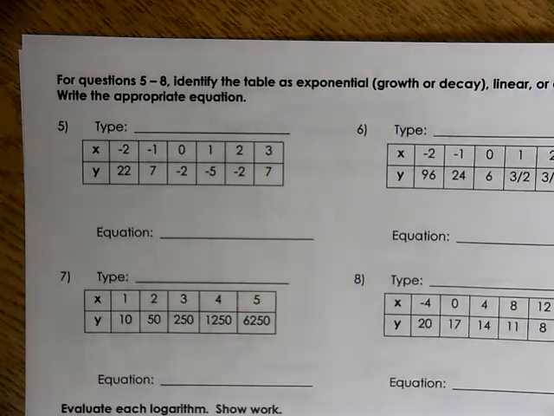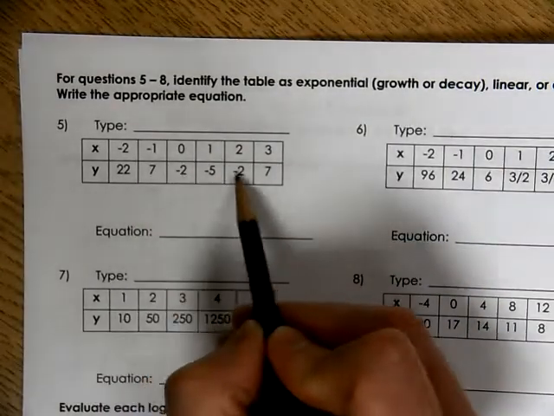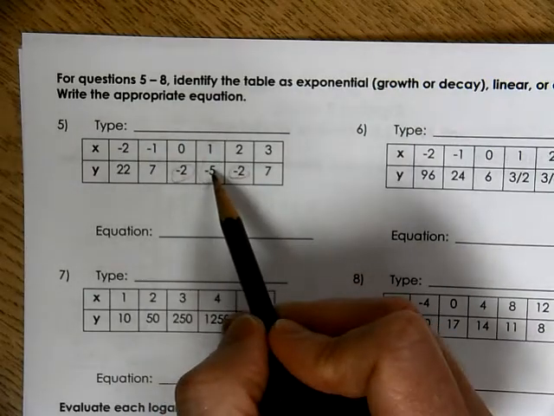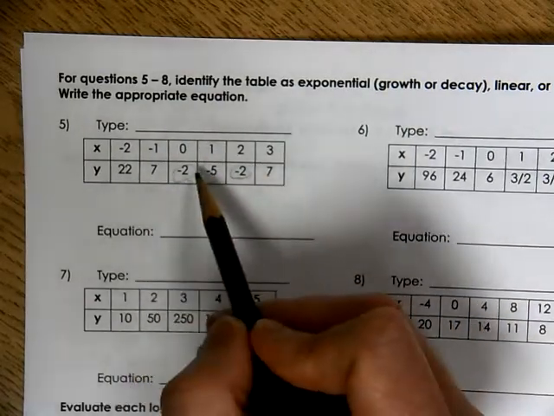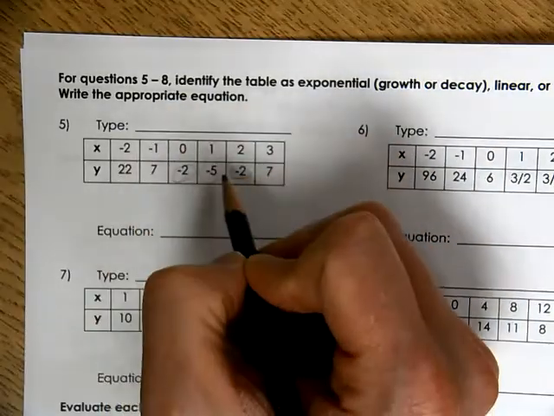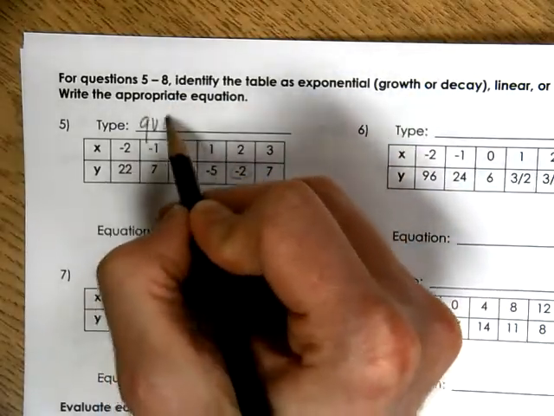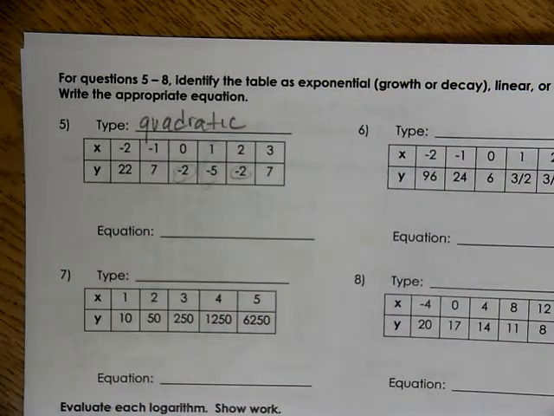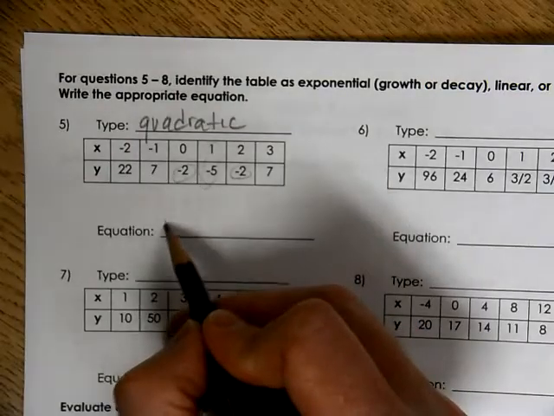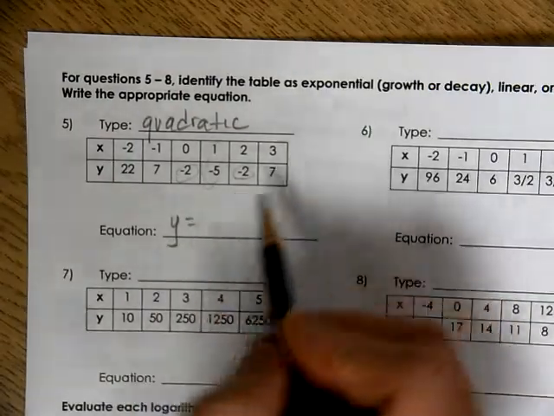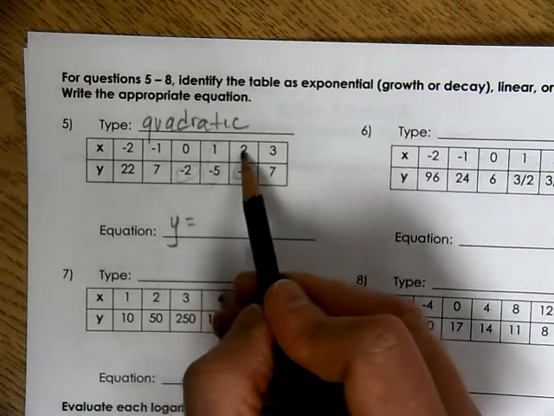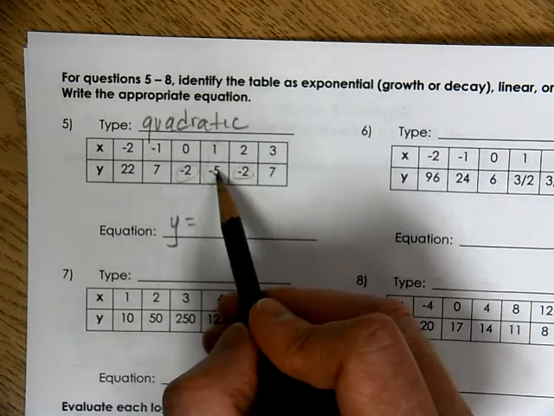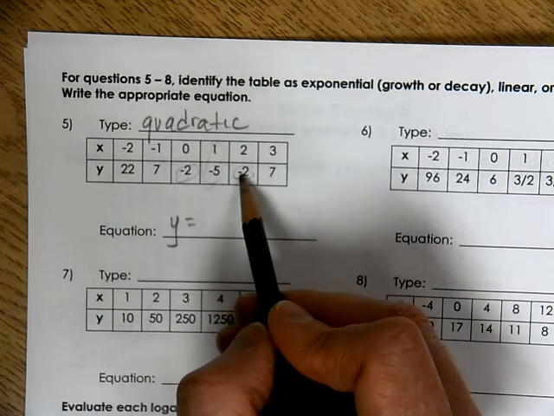So here we're going to talk about what do we have. I see two y values. I see a vertex. So it looks like this is going to be exponential. Not exponential, it's going to be quadratic. So we're going to write this in vertex form. Y equals, I go over 1. From my vertex, I am going up 3.